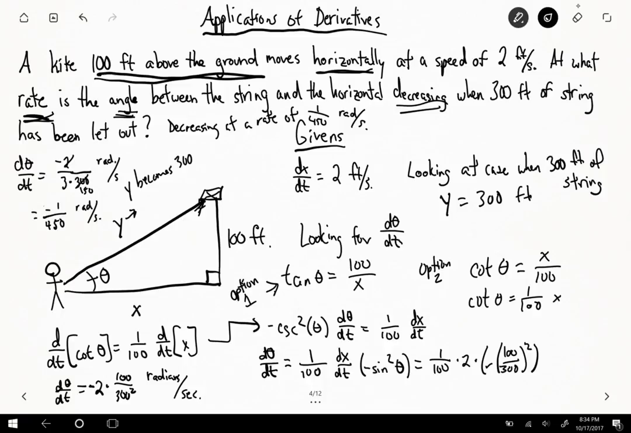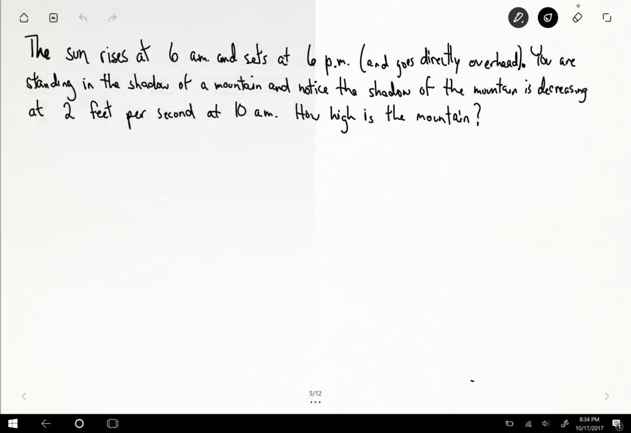Okay, this next one is going to be a challenging one coming up, so you might not have seen this one yet. The sun rises at 6 a.m. and sets at 6 p.m. and goes directly overhead. You are standing in the shadow of a mountain, and notice the shadow of the mountain is decreasing at 2 feet per second at 10 a.m. How high is the mountain?